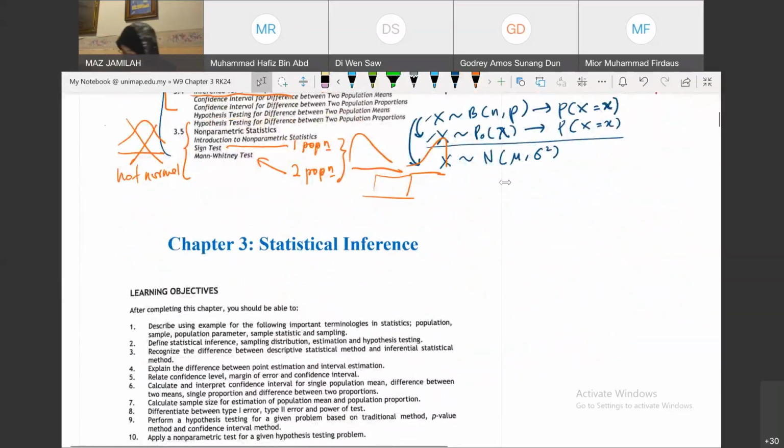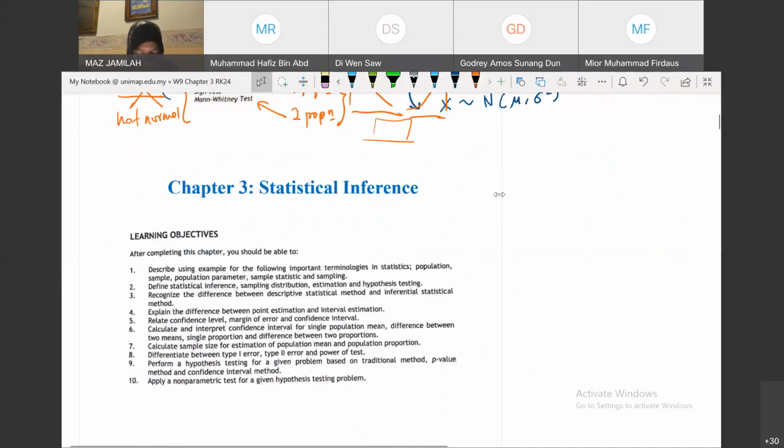If you look at the bottom of your chapter outline, there is a learning objective written for you. These are the basic understandings that we wish every student can have. When I say understand, it's not just that you understand, but you know how to use your hand to solve problems involving the things that we have discussed just now. So please read what is under the learning objective.